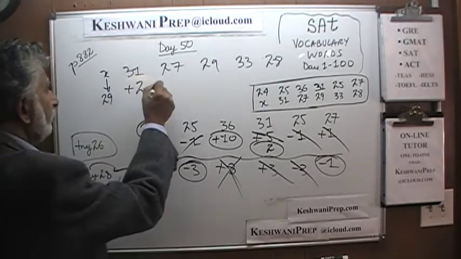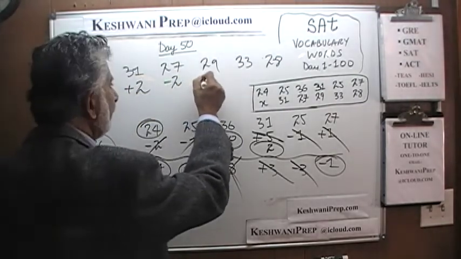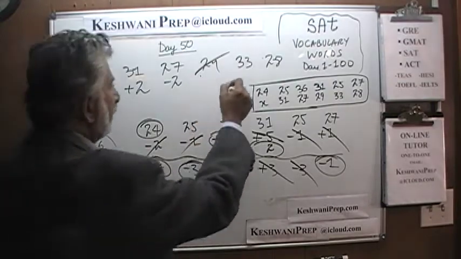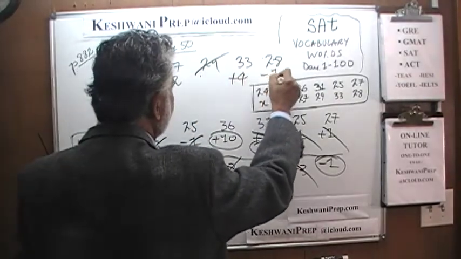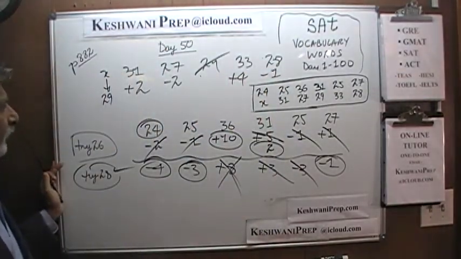This has a surplus of 2, this one has a deficit of 2, this one cancelled out because it is 29. This one has a surplus of 4, and this one has a deficit of 1. Okay, let's see what happens. We have to go slowly.